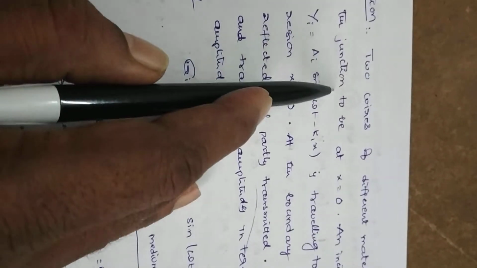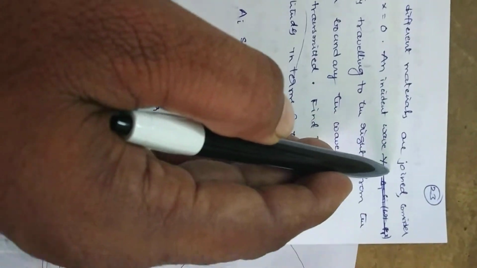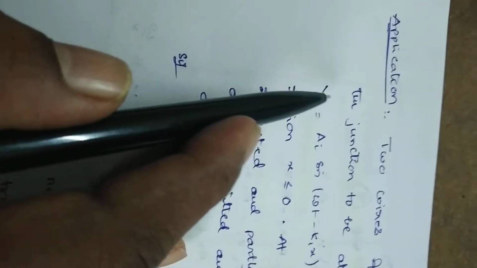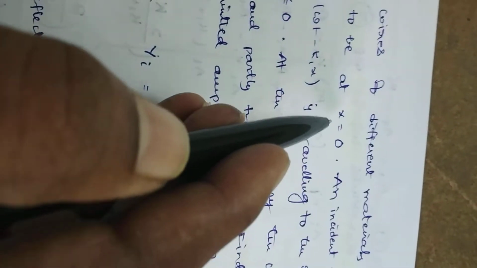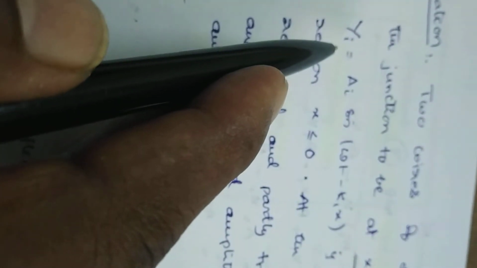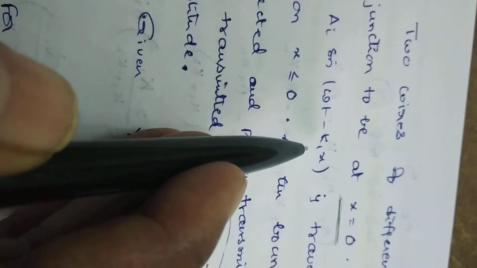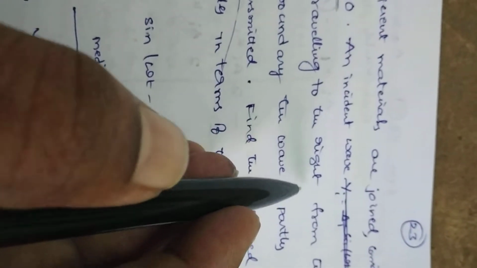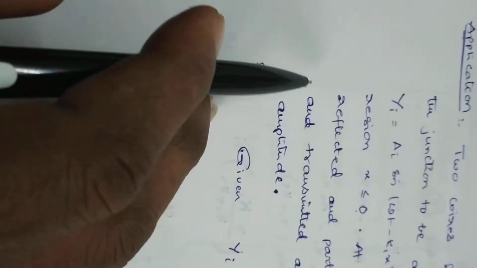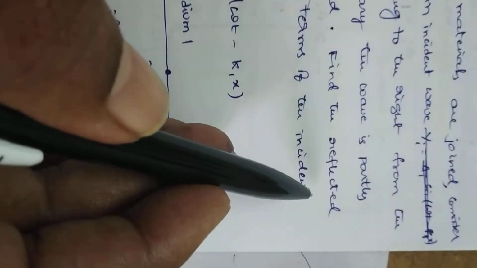Here, in this application, suppose two wires of different materials are joined. Consider the junction to be at x = 0. An incident wave yi = Ai sin(ωt − k1x) is traveling to the right from region x less than or equal to 0. At the boundary, the wave is partly reflected and partly transmitted. Find the reflected and transmitted amplitudes in terms of the incident amplitude.